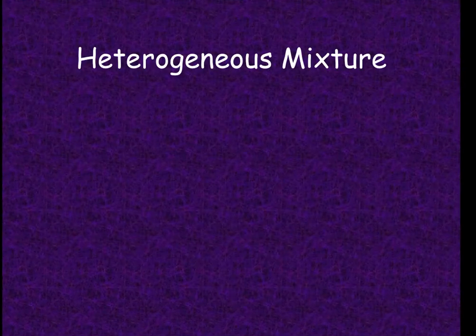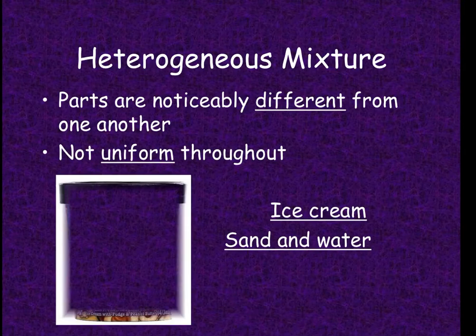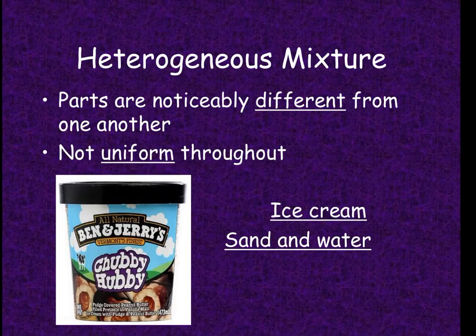Now, the second type of mixture that we have are the heterogeneous mixtures. The prefix hetero here means different. So these types of mixtures have parts that are very noticeably different from one another. We can usually see these. Heterogeneous mixtures are not uniform throughout. Things like, for instance, ice cream and sand and water.